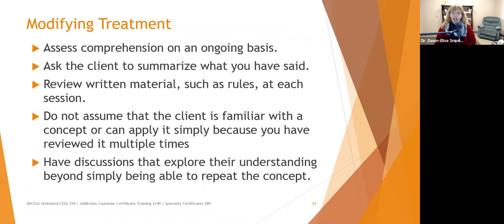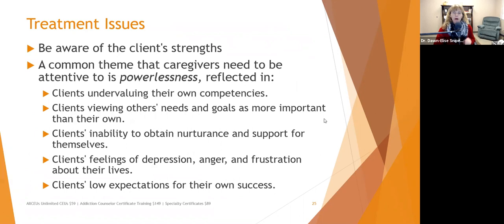Assess comprehension on an ongoing basis. Review written material. Don't assume that a client's familiar with a concept or can apply it. Be aware of the client's strengths. A common theme that caregivers need to be attentive to is powerlessness, which can be reflected in the clients undervaluing their own competencies. They don't feel like they're worth anything, or they don't feel like they can. Self-efficacy is way down there.